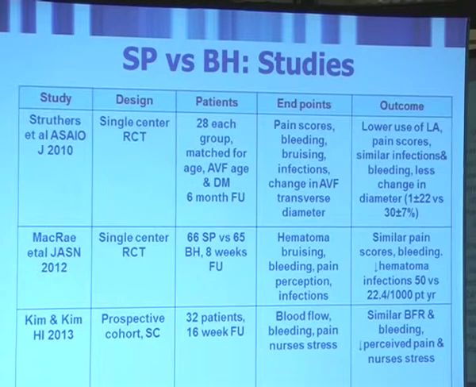This led on to subsequent randomized controlled trials. Almost all of them were single center. This one is from the UK, which looked at a randomized controlled design, 28 patients in each group. They were matched for age, they were matched for diabetes, they were matched for the AV fistula age as well. It was a 6-month follow-up study.